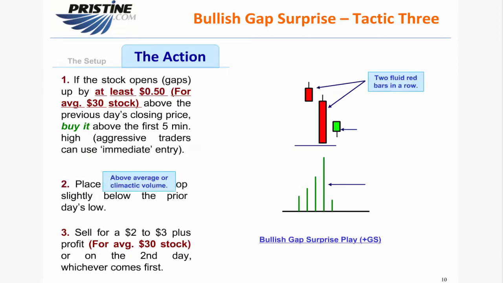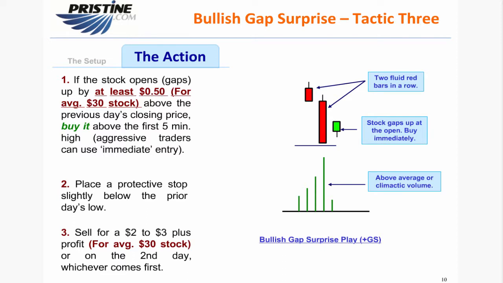Now, once this trade triggers, your stop goes below the prior day's low. So you're not going to use the current day, you're going to use the prior day. Remember, again, we want to use, as a general rule, whichever is lower. And then we're looking for it to rally $2 to $3+ or selling it on the second day, whichever comes first. Right? But ultimately, at the end of the day, we're looking to sell it as it moves up into resistance. So you can look to buy this off of the first 5-minute high or immediately, expecting it to rally.